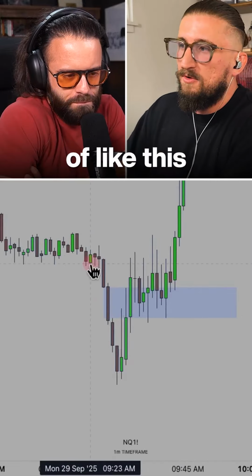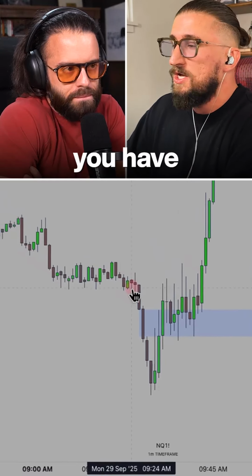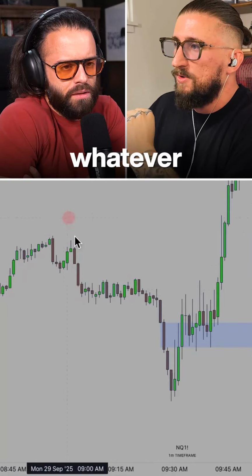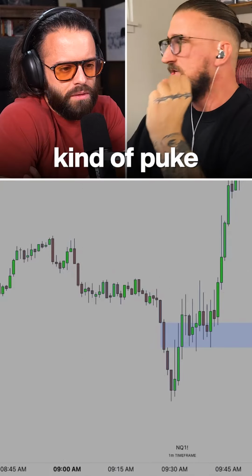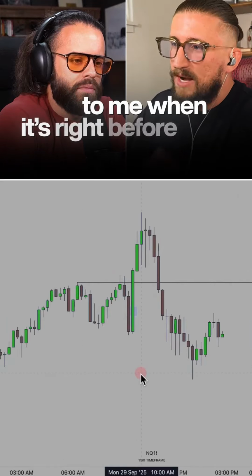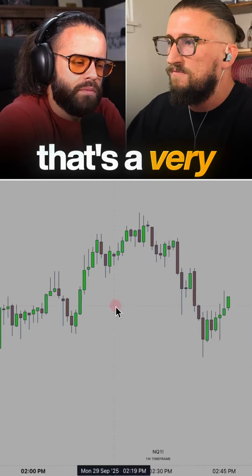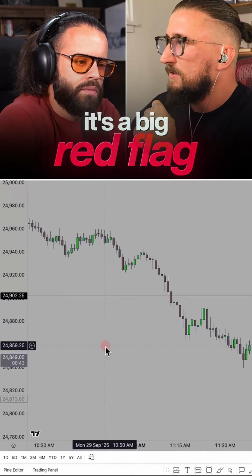So this is a great example of a bad fair value gap to short, because you have some consolidation, you have a push higher or whatever, and then you just see 4 broad candles just kind of puke into the open. To me, when it's right before the open like that, it's a big red flag. As simple as that.